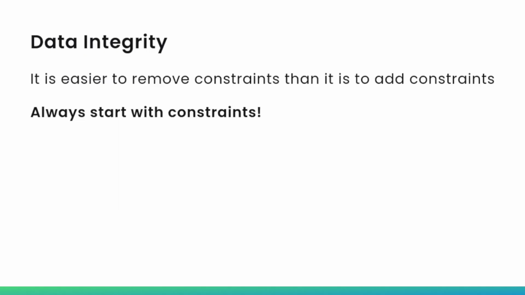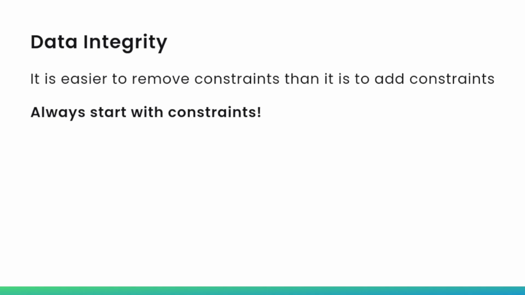So, data integrity. If there's one takeaway that you should take from this, it is that constraints are very easy to remove, but they are very, very hard to add. It's always easier to loosen constraints than it is to make them stricter. So my suggestion to you is always start with strict constraints and then loosen them as necessary.